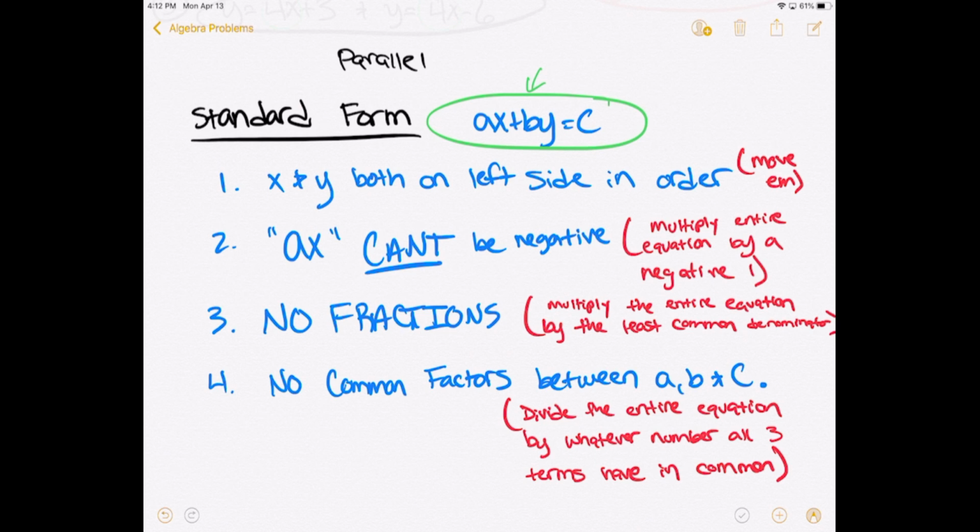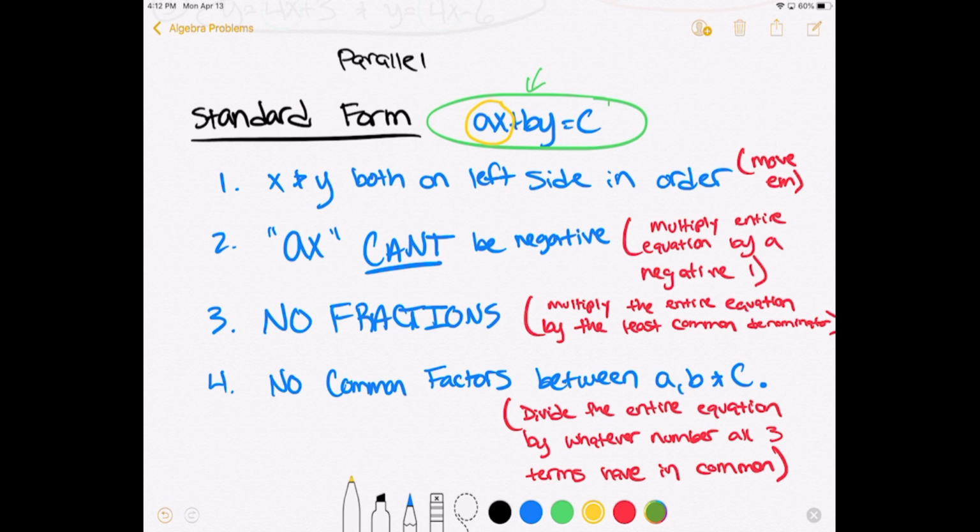The next one is Ax can't be negative. That means that this first term, circle it in yellow, I guess, has got to be positive. Okay, it can't be negative. And over here on the rules, I tell you how to fix it. If it is negative, then we're going to multiply the entire equation by negative 1, which we're going to do here in a second. So give me a second on that.